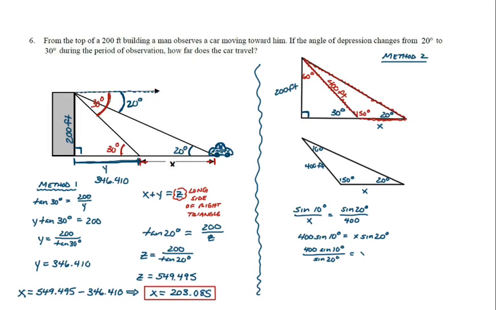Divide both sides by sine of 20. So x should be 400 sine of 10 over sine of 20, which is 203.085 feet. So again, you could approach this either way. The first way made a little more sense in terms of our right triangle stuff, but you didn't necessarily need to find the entire distance from the car to the tower originally in our second method, so you can choose which way you want to go about it.